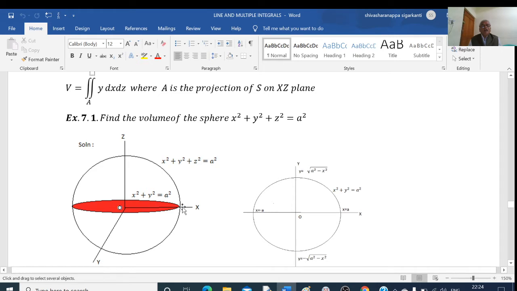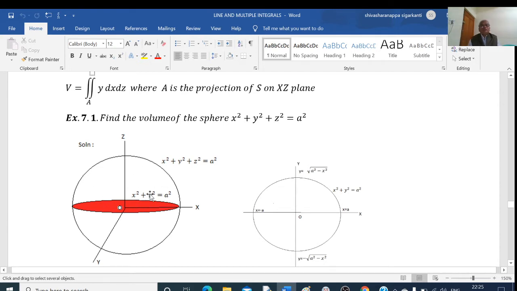For that, I will divide this sphere into two parts. This is my x-axis, this is my y-axis. So this is the xy plane. I will find the volume of the sphere above this xy plane. So that is the volume of the hemisphere. And below is the same portion. Therefore, the volume of the whole sphere is given by twice the volume of the hemisphere.